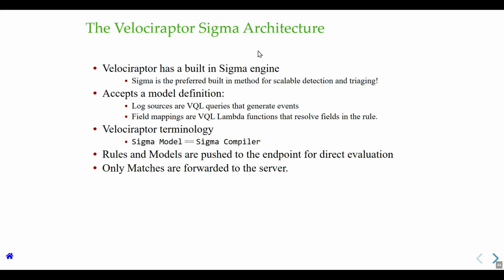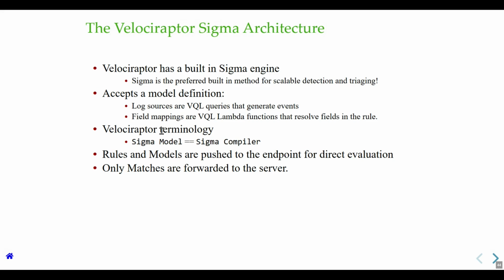So in Velociraptor we don't actually have any compiler, we don't compile anything. We just have a Sigma engine that's built in, and we're starting to use Sigma for anything that requires detection. So we use it everywhere, and we will use it more in the future. So it's a pretty significant part of Velociraptor now. And the model, we have this concept of a model again. It has a model definition which defines log sources and field mappings, and those are the ones that create the interpretation that we need of the rules.